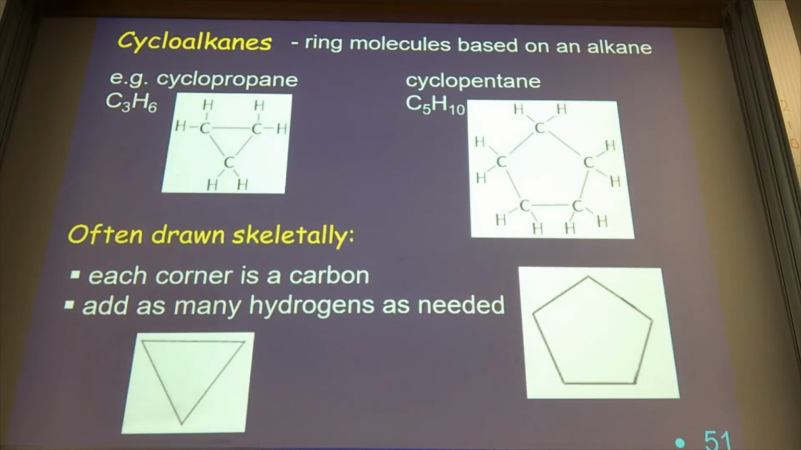Now, again, like lots of organic structures, they're much easier to see the sense of when you draw them skeletally. Each vertex is a carbon, and you can work out how many hydrogens by how many bonds each carbon needs.